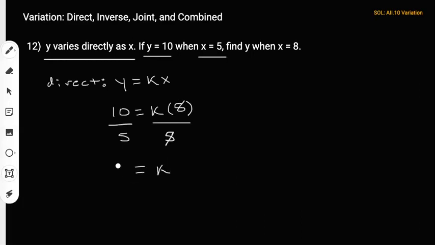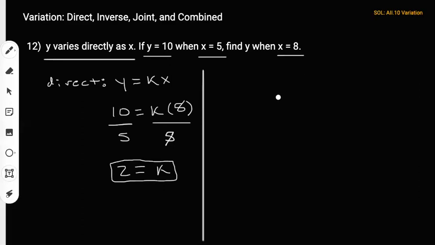And then on the left side, I have 10 divided by 5, and that's going to give us 2. So now we know what k is. K is going to equal 2. And that's going to help us in the second part of the problem. Because after it gives us that initial information, it gives us one last bit of information to go from. It wants us to find y when x equals 8.